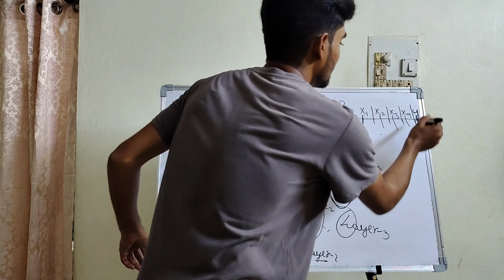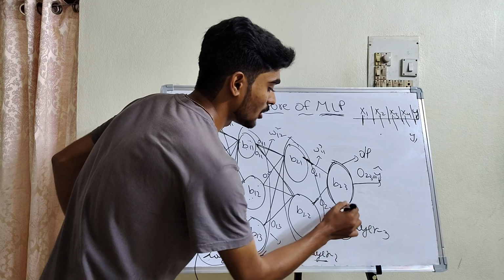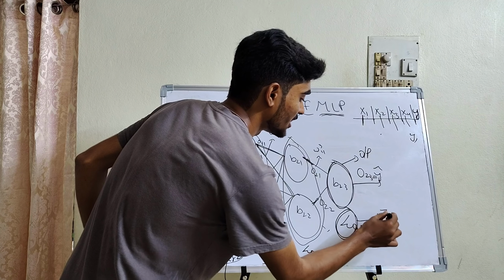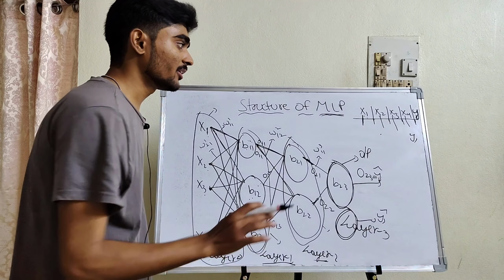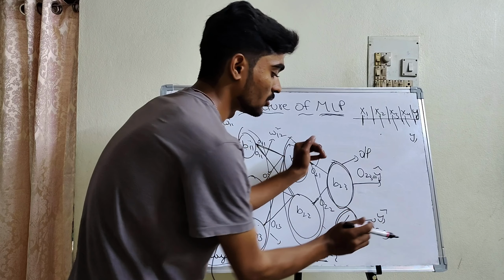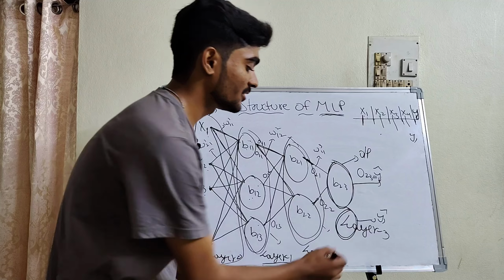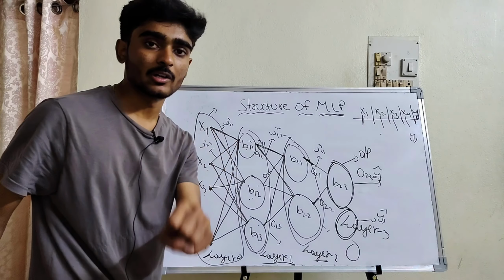If this is y output, and if you have another output y1, then there will be another output node, and here y1 hat is calculated. Okay, in this way the output layer nodes are altered. If you have multi-class classification, then you'll have multiple nodes in the output layer.